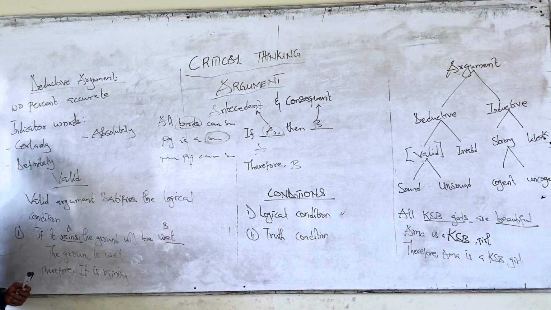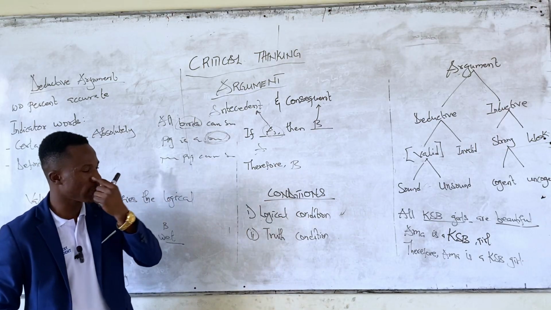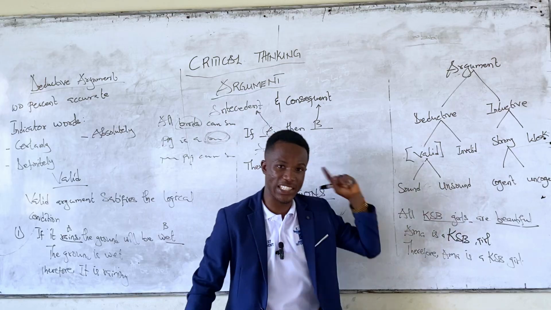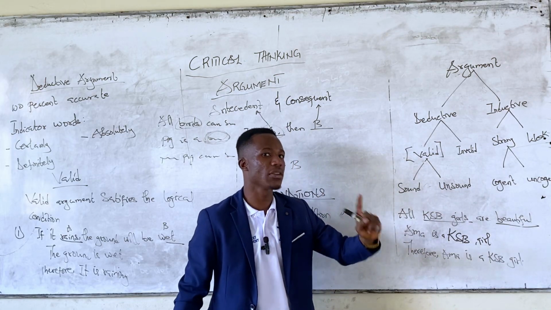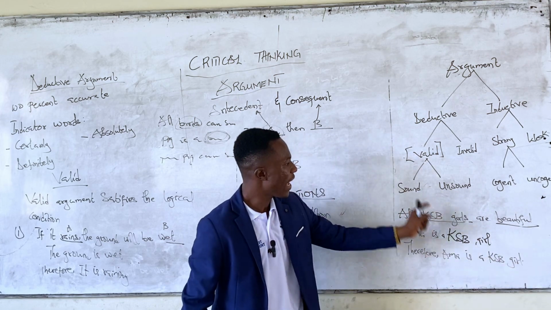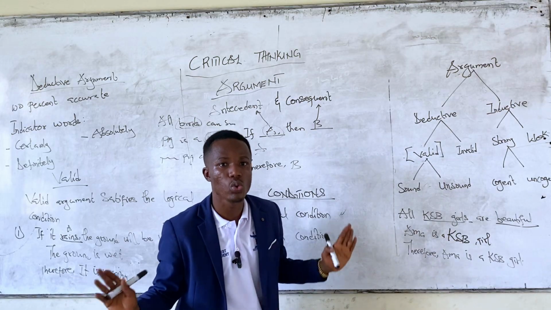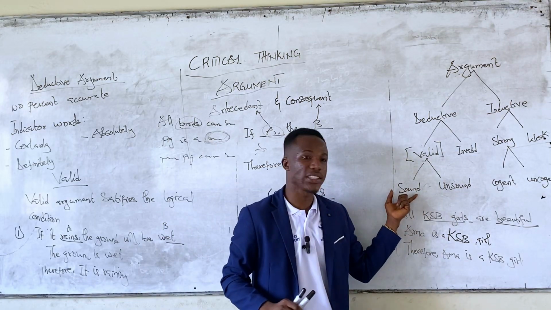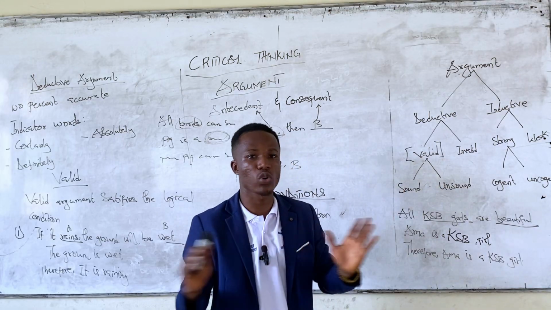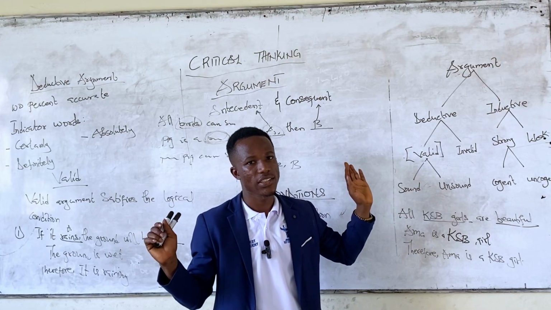Now that you know valid, we are going to look at something called sound, right? If the argument is valid, don't forget, valid can be true or false. But if the argument is valid and the premises or everything about the argument is true, then we can say that argument is sound. It means the valid arguments which are false, those are unsound. I hope you get it.